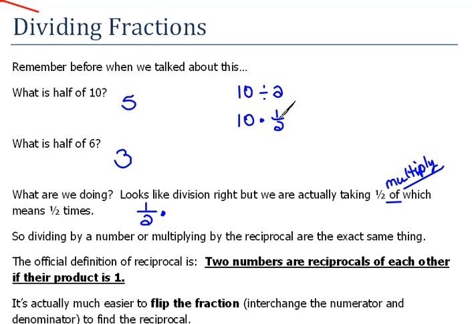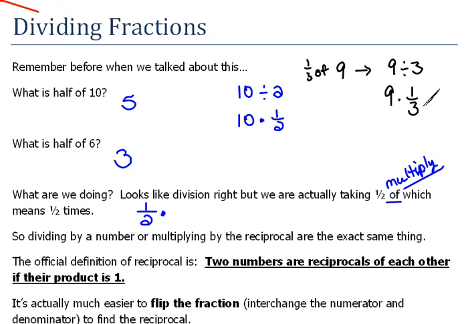If we needed to see another example, let's pick the number 9. And what if I wanted to know 1/3 of 9? Well, I could either take 9 divided by 3, which would be 3, or I could say 9 times 1/3, because times 1/3 means of, right? Here again, dividing by the number or multiplying by the reciprocal, the flip of it, are the exact same thing. This is going to help us whenever we start dividing fractions.